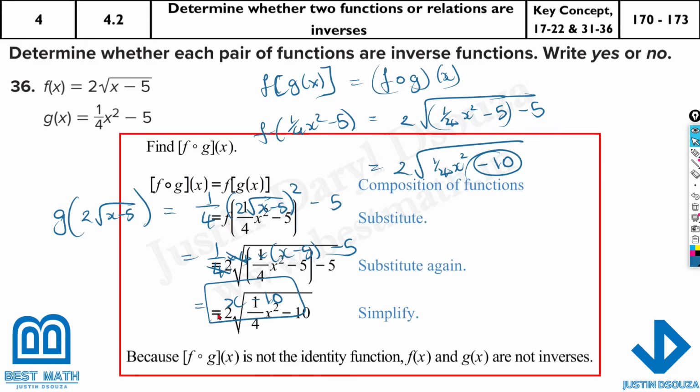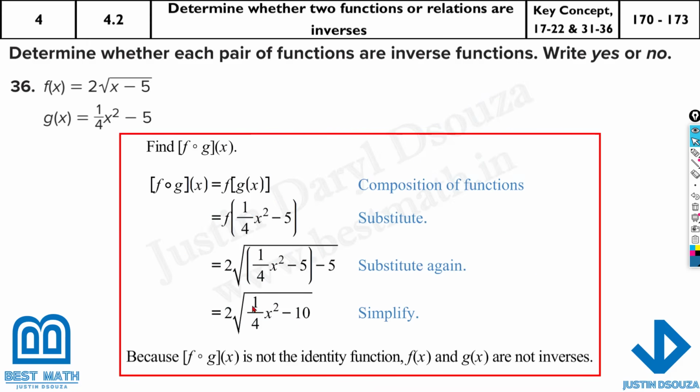So here we can see this is the issue. We cannot simplify to x. It doesn't matter what you do, there are some terms remaining. Therefore, they are not inverses of each other.